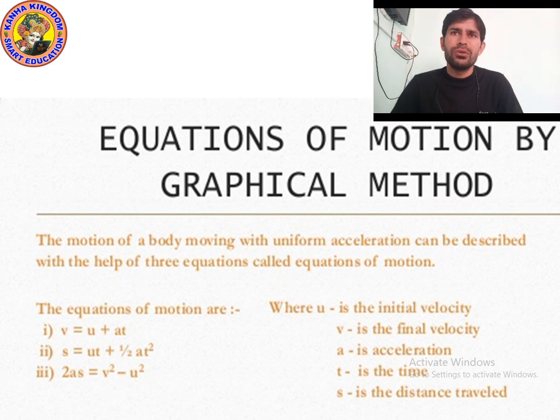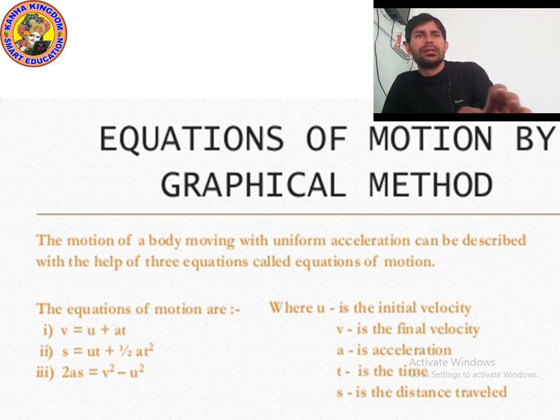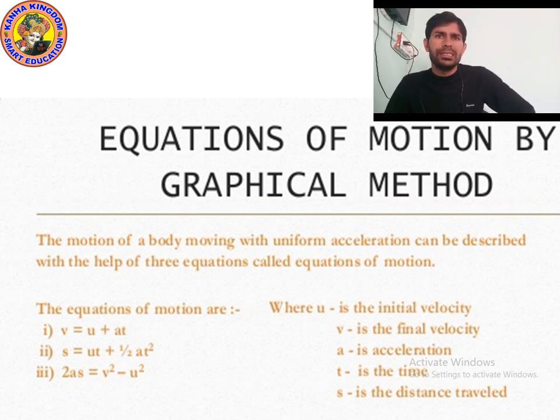Today we studied only one graph, the distance time graph. In the next class, we will discuss the velocity time graph and other graphs through which we will get these equations of motion. So there are three equations of motion. First is v is equal to u plus at. Second is s is equal to ut plus half at square. Third is 2as is equal to v square minus u square.